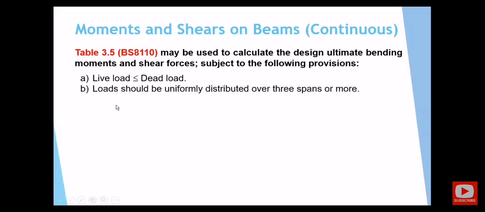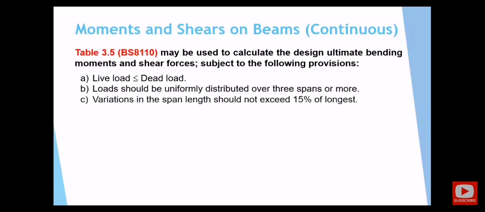The second point, loads should be uniformly distributed over three spans or more. So we have to have a uniformly distributed load, and the spans should be three spans or more. You cannot use this table 3.5 when you have only two spans, because the minimum is three spans or more. You cannot use table 3.5 if you have a concentrated load on the beam because it says uniformly distributed load.